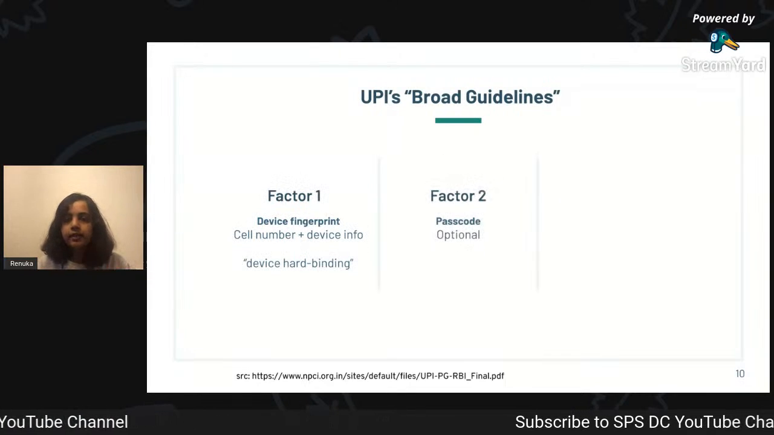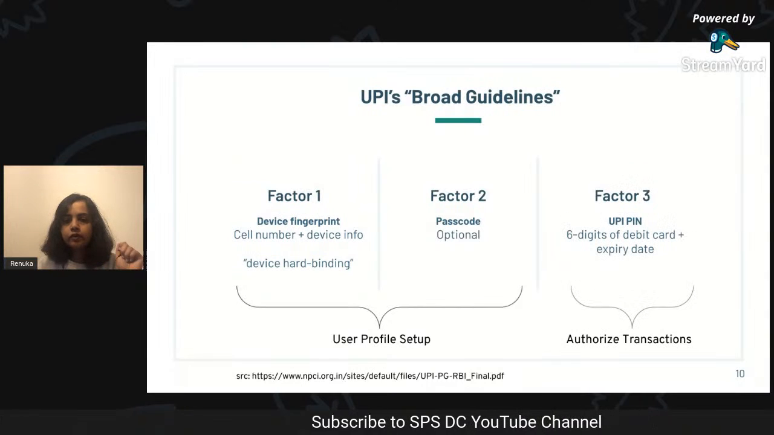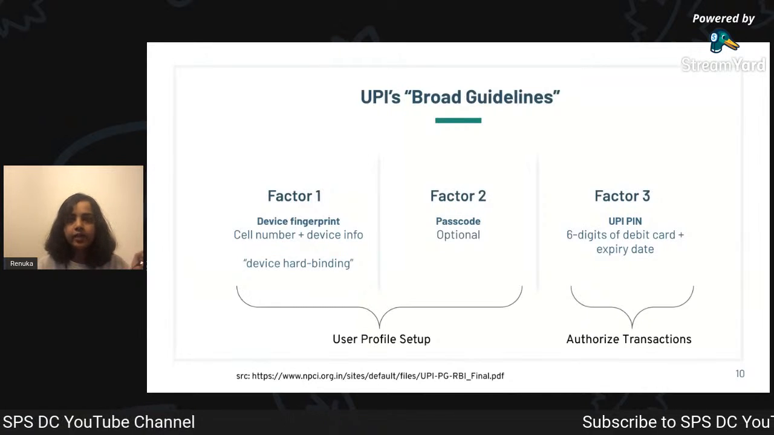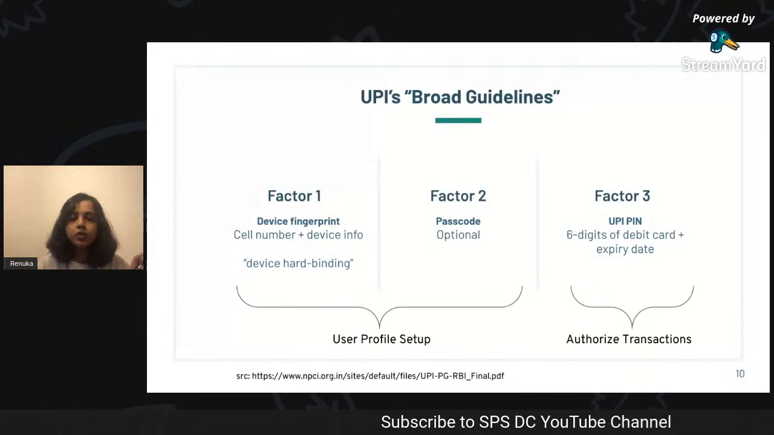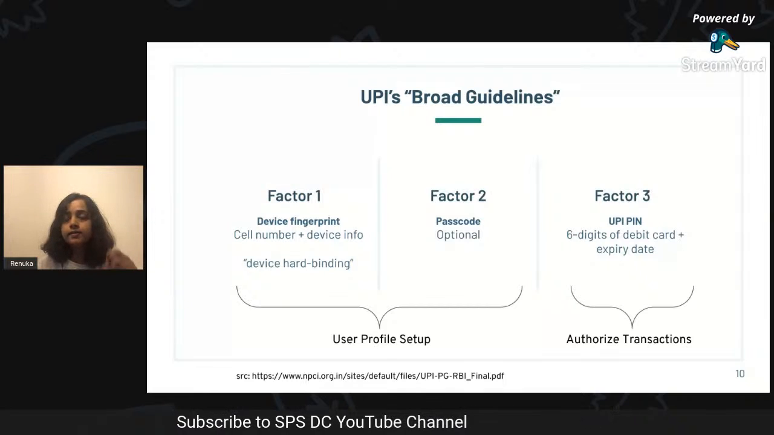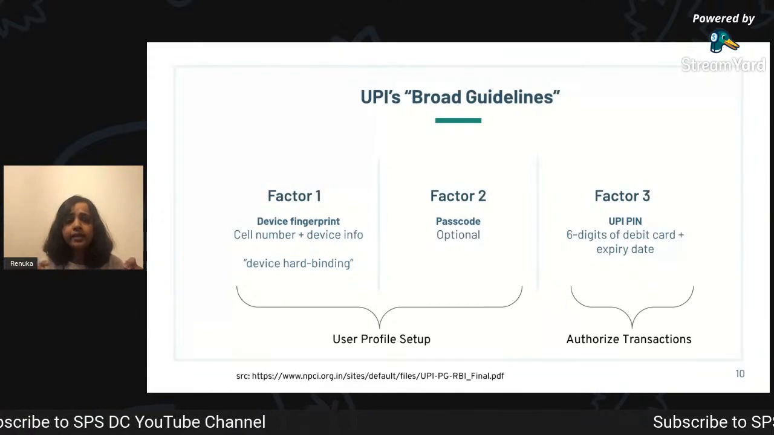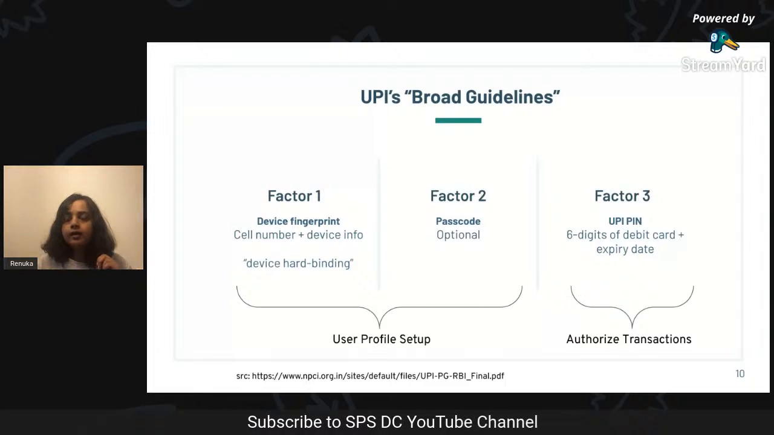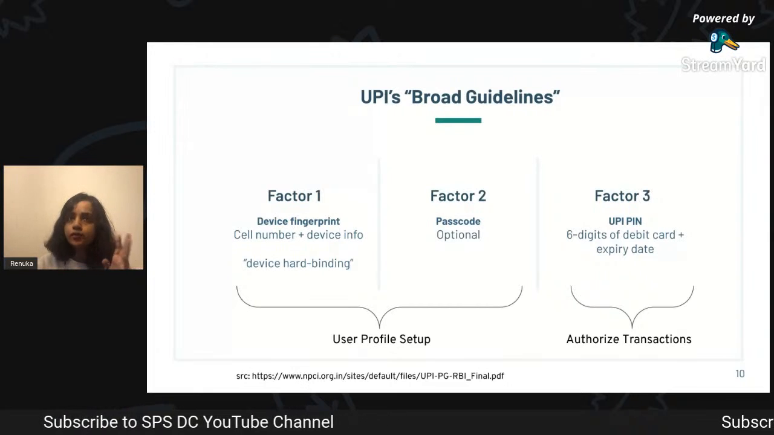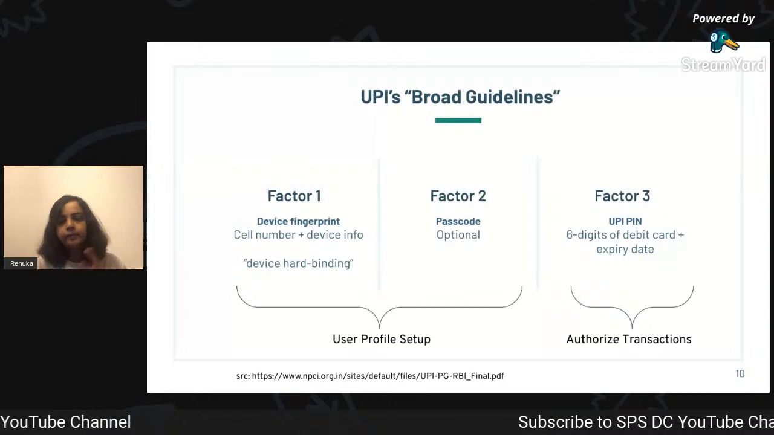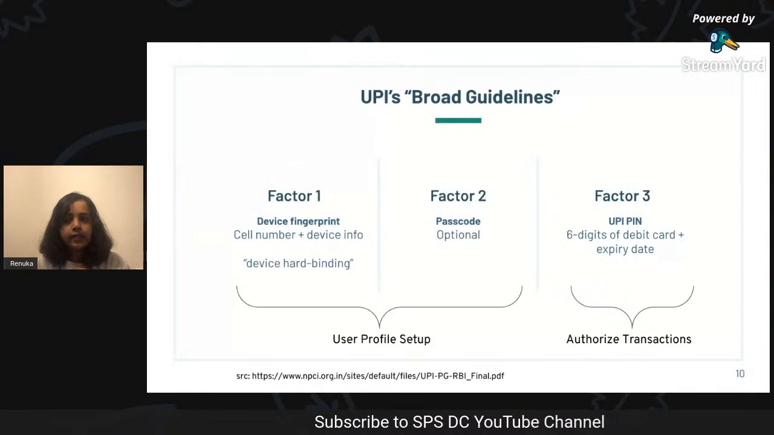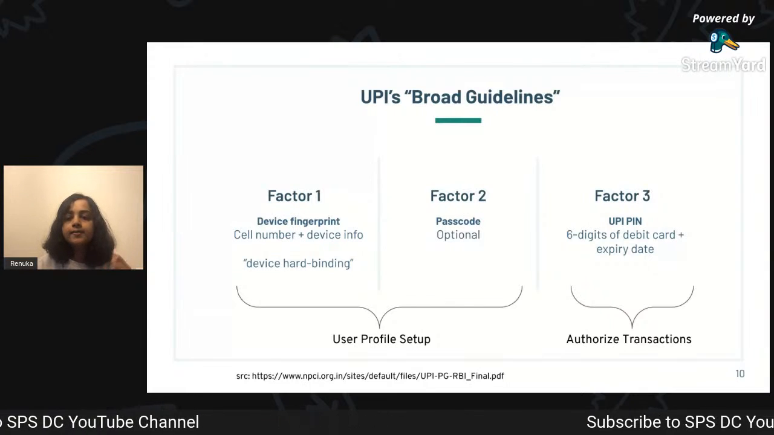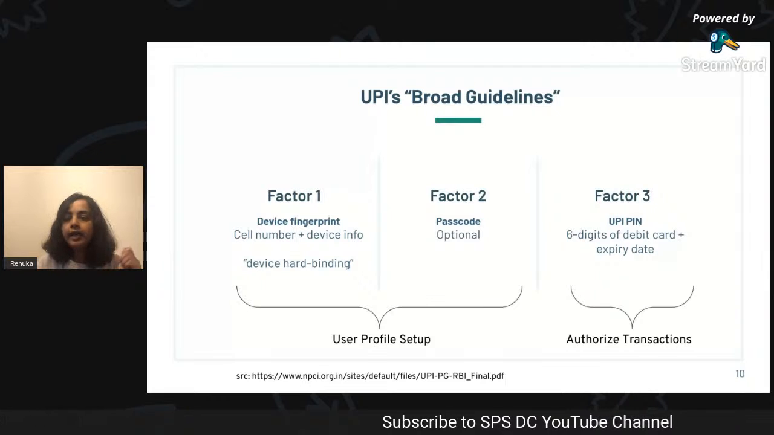UPI stipulates 3 factors for authentication. The first 2 factors are used for user profile setup. The first factor is called a device fingerprint, which is nothing but a binding between the cell number and a user's device information. And this binding at the server side is called device hard binding. The second factor is the passcode, which according to the specification is optional, but I think most apps do have it. And the third factor is the UPI PIN. And to set up a UPI PIN, a user has to provide 6 digits of the debit card number and the expiration date.